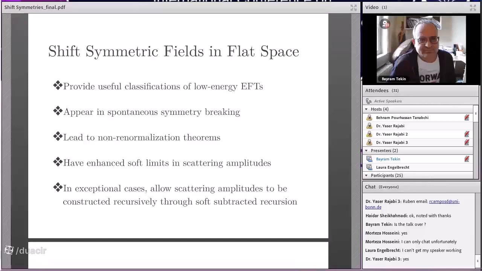Okay, so shift symmetric fields in flat space have been of interest for a variety of reasons. They provide useful classifications of low energy EFTs. They appear in spontaneous symmetry breaking. They can lead to non-renormalization theorems. They have enhanced soft limits in scattering amplitudes, which means that if you take the limit as the momentum of one of the external legs vanishes, then the amplitude will vanish with the power of that momentum, and when there's shift symmetries involved, this power will often be higher than naively expected. And in exceptional cases, we can use this property to actually bootstrap the scattering amplitudes for these shift symmetric theories.